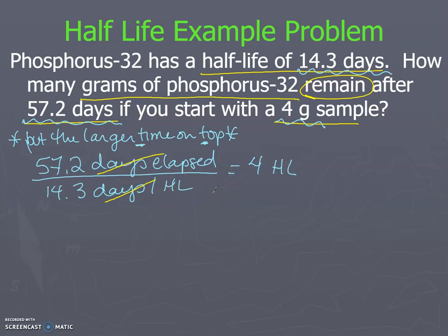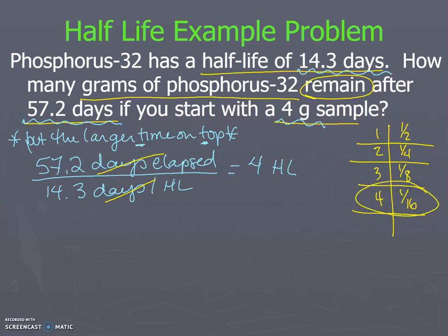So what you need to do now is, in the corner of your paper, say what happens during 4 half-lives. 1 half-life, I have a half. 2 half-lives, I have a quarter. 3 half-lives, I have an eighth. 4 half-lives, I have a 16th remaining. Okay, so if I have a 16th remaining, 1/16 of my starting 4-gram sample will remain.